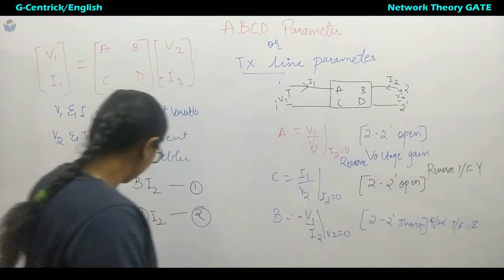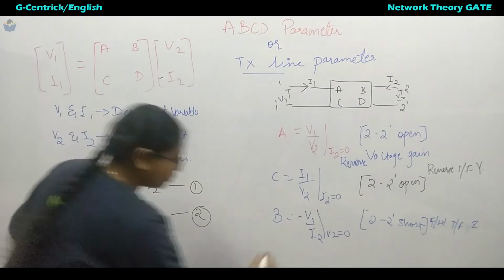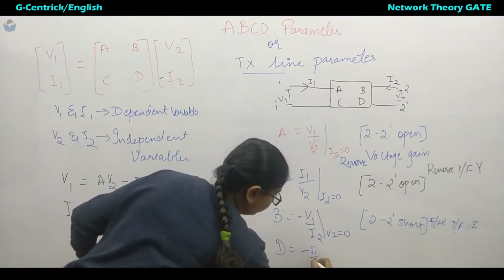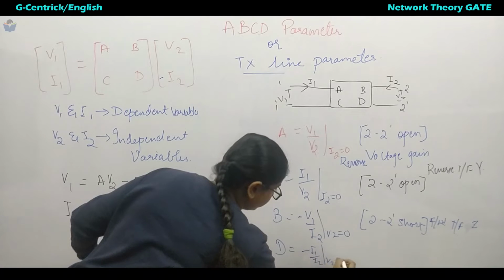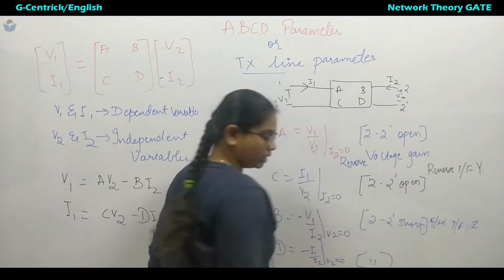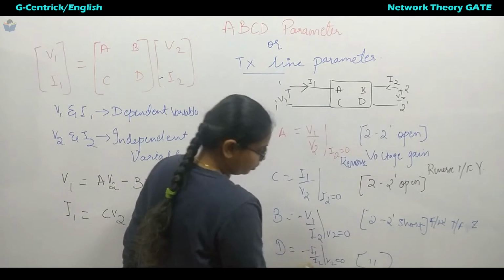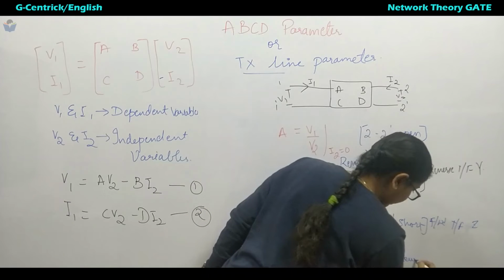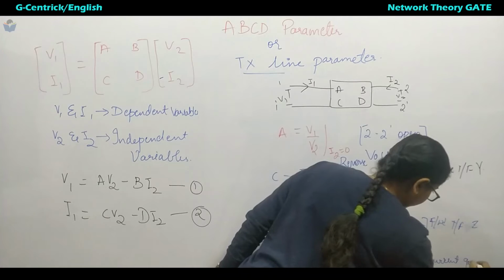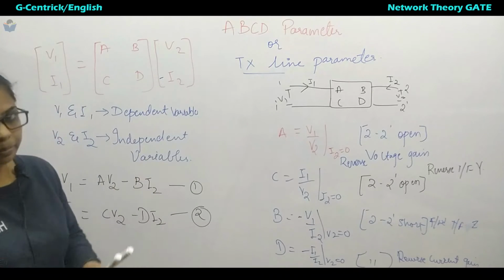Next, from the second equation, when V2 equal to 0, we will get the D parameter. D is equal to minus I1 upon I2. When V2 equal to 0, the same thing, the 2, 2 dash terminal is short circuited. This is again input upon output, so it is the reverse current gain. This is about the ABCD parameters.